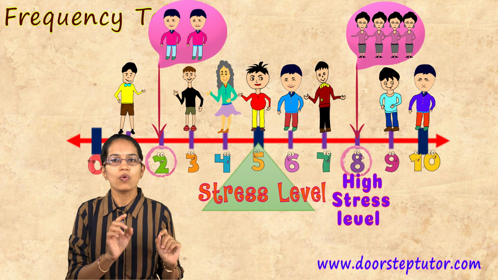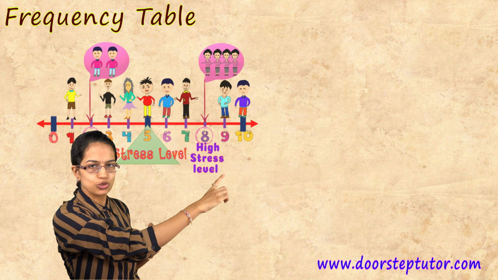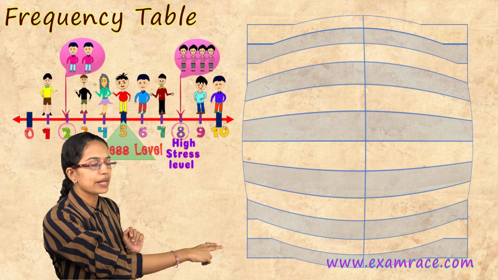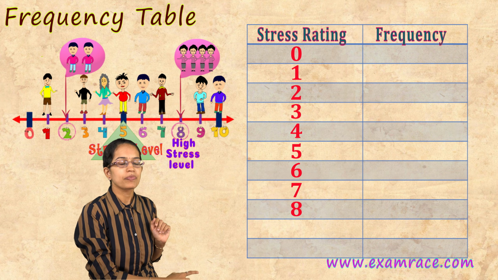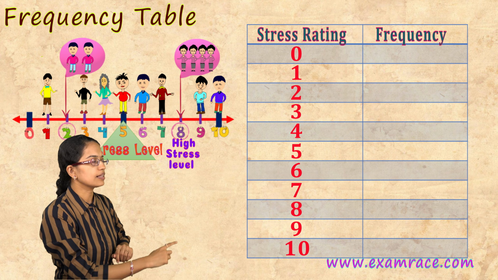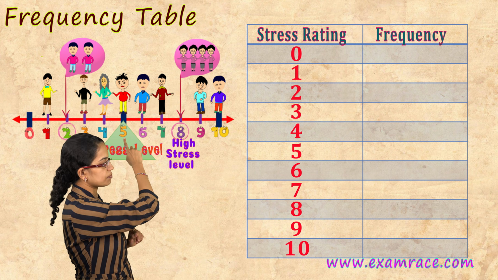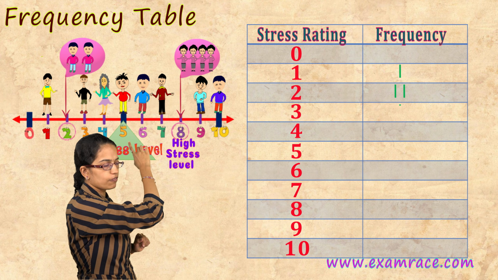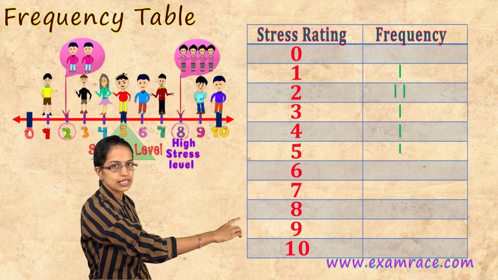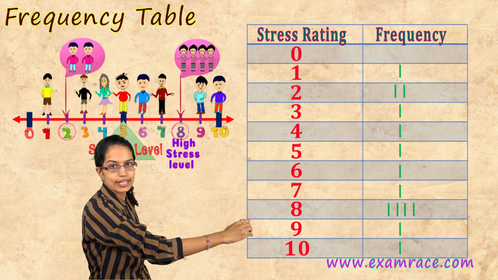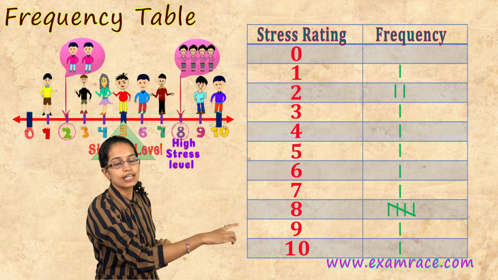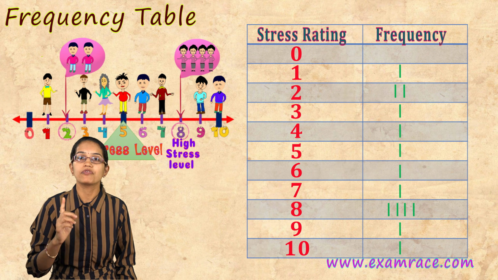So what I do is I take each of the students here and bring them onto a table. My table starts from 0 to 10, and in this table I bring in each value. So the person with a stress level of 8 would go onto the section for 8. I'll mark a line here. So if there are 4 lines, then the 5th line would cut across them, and that's how you represent a frequency table.